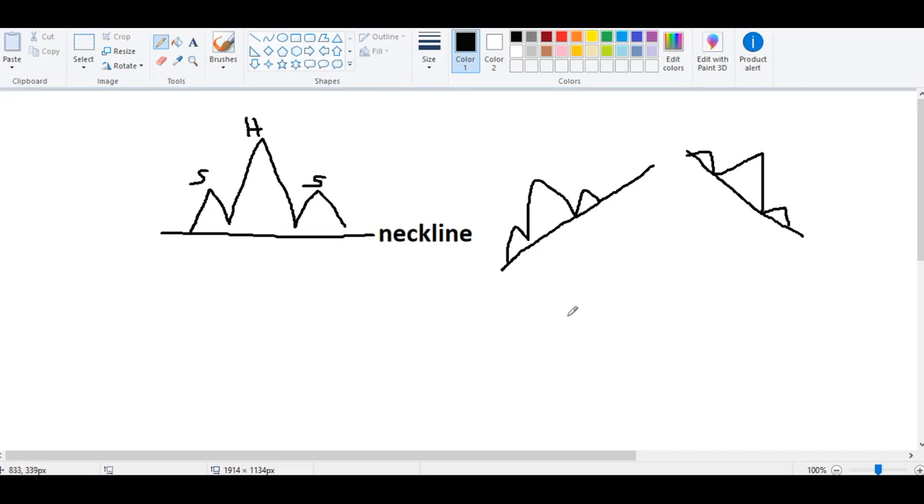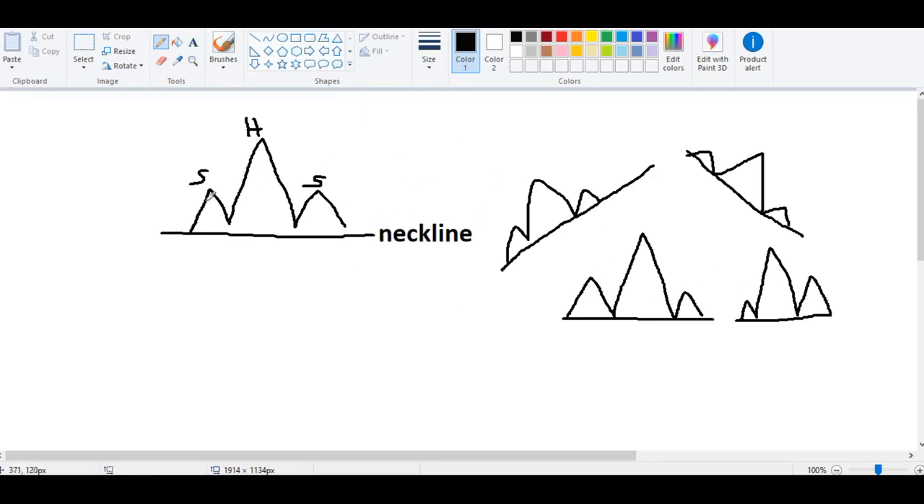Keep one more thing in mind, that it does not need to look like this precisely. What I mean by that is we can have the left shoulder be larger than the right shoulder, or we can also have the left shoulder be smaller than the right shoulder, right? There's no textbook way to actually draw a head and shoulders. It's all about the underlying meaning.